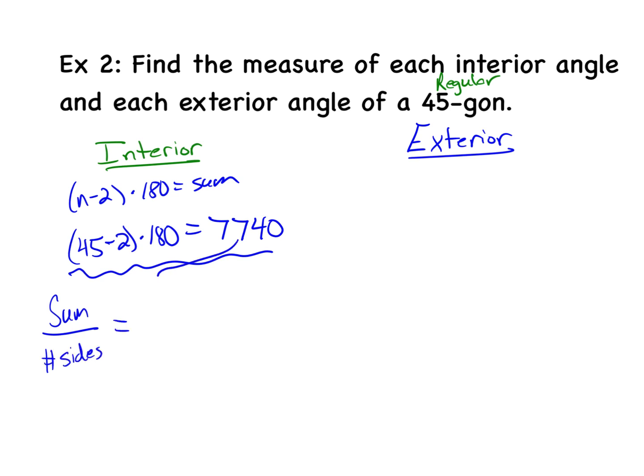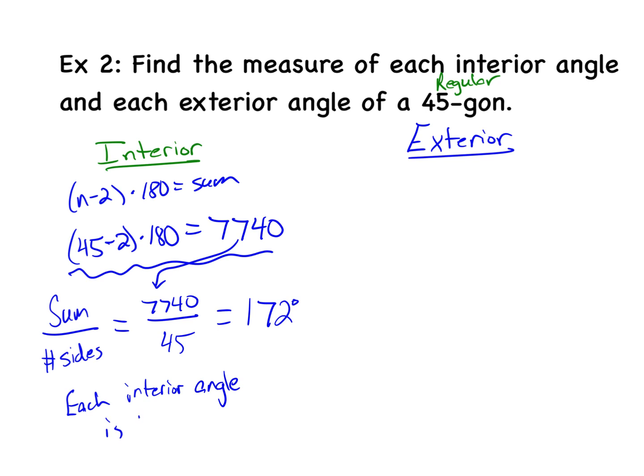So the sum is here, 7740. And how many sides? 45. And what does that give you? 172. So each interior angle is 172 degrees.